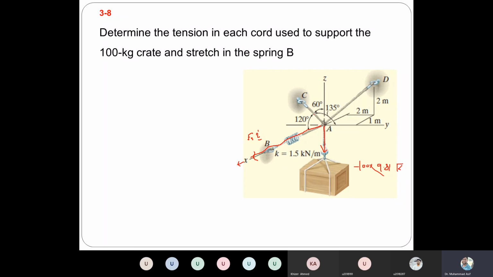And for the force FAC, I mean, first of all if you try to draw the free body diagram of point A, for point A, one of the forces was FAD, right? FAD, and then the second force was the weight, right? And then FCA, right?